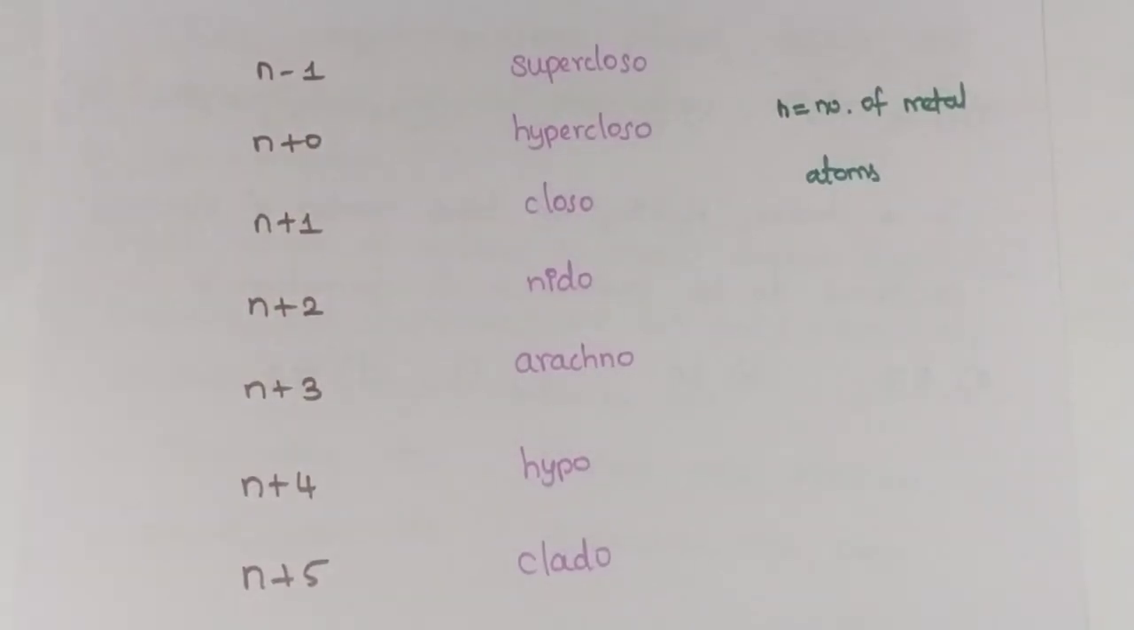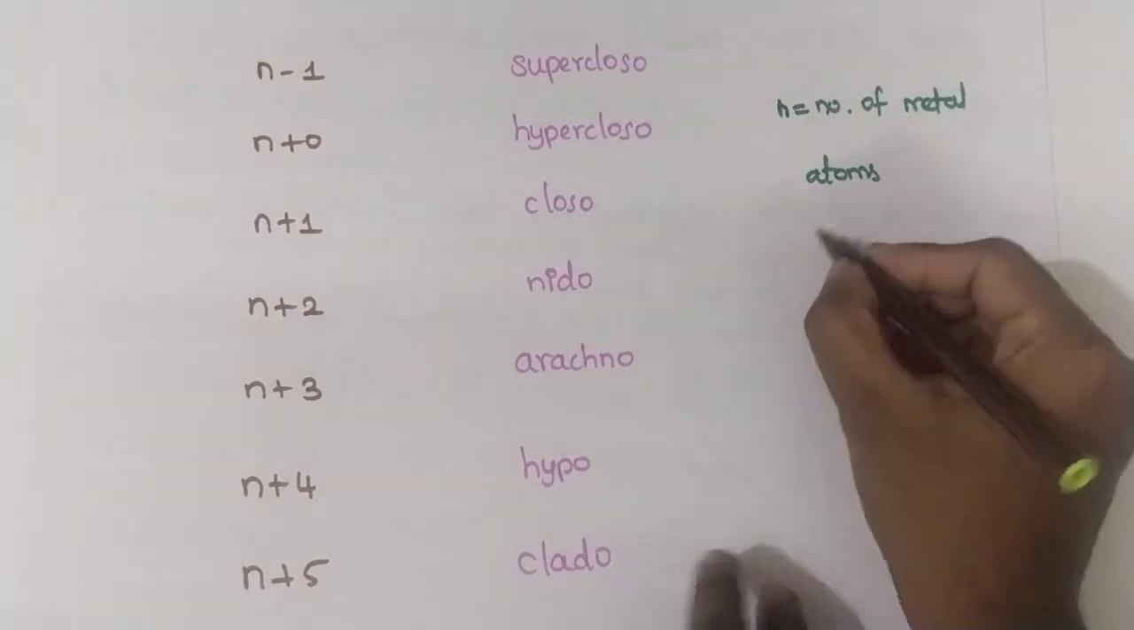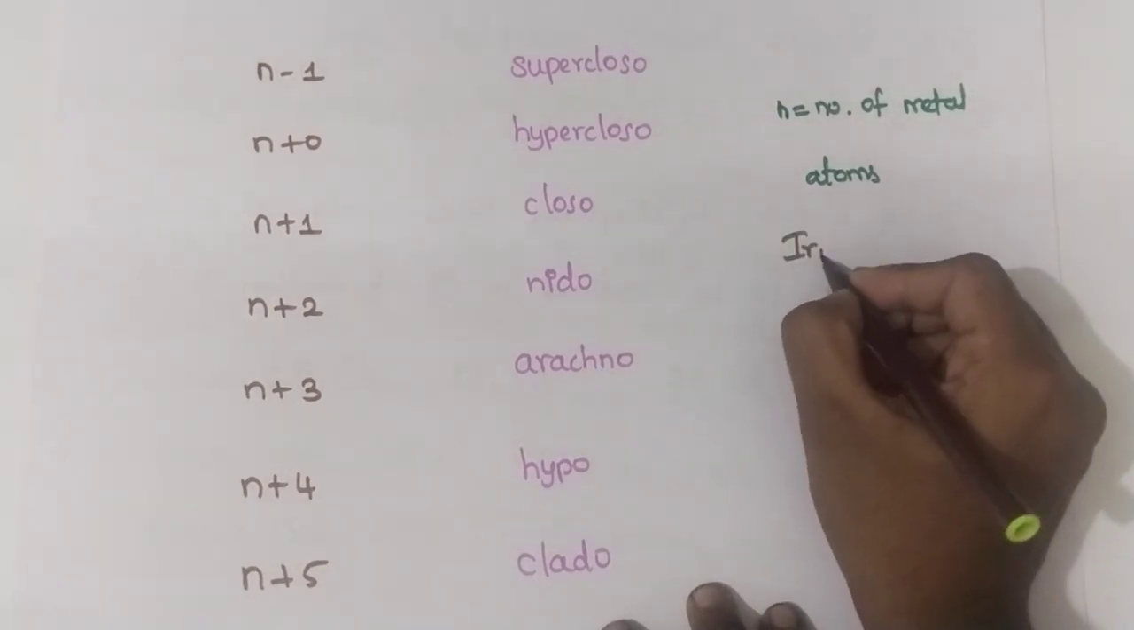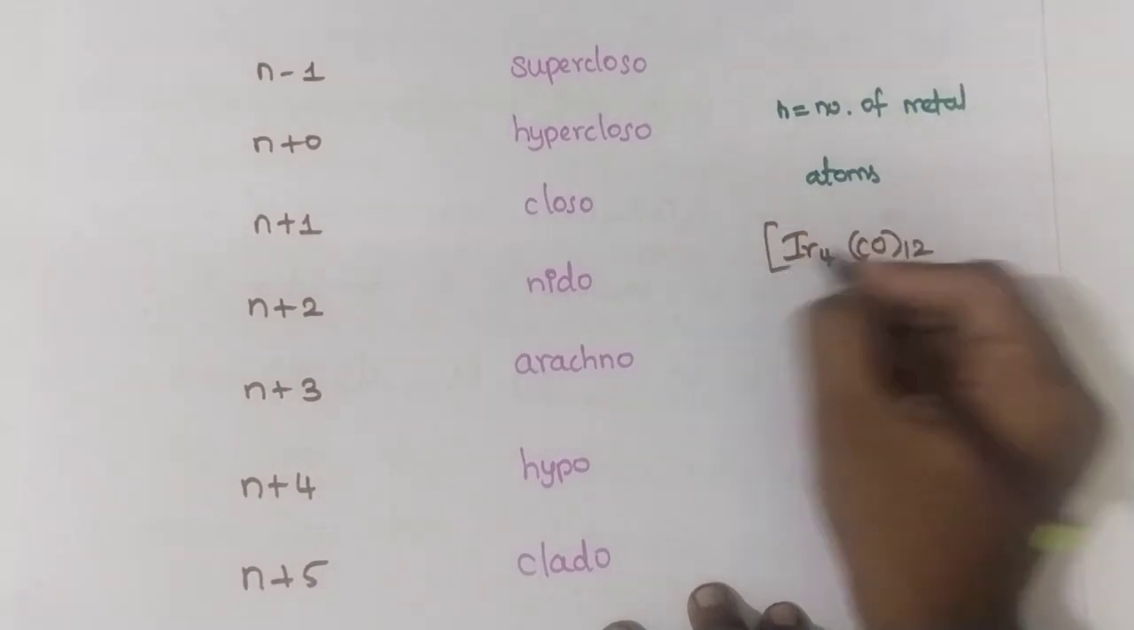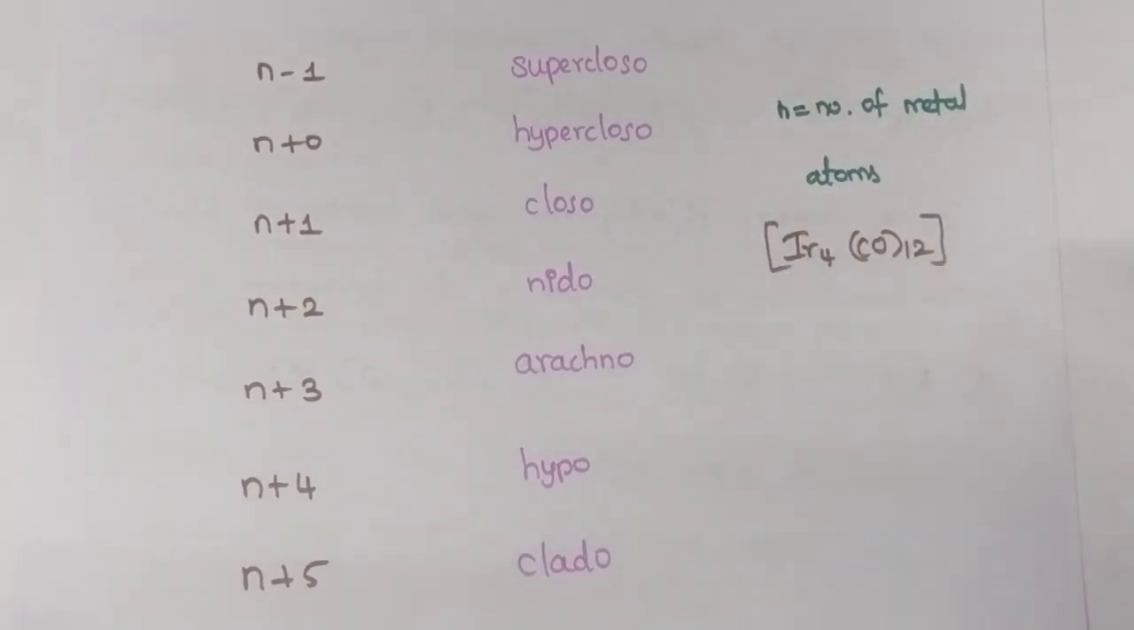So I'm going to give you an example of how to find out the structure of metal clusters. Suppose here I have a metal cluster. Why is it known as a cluster? Because four or more metals are present, hence it is known as a metal cluster. It looks like a cluster, okay.